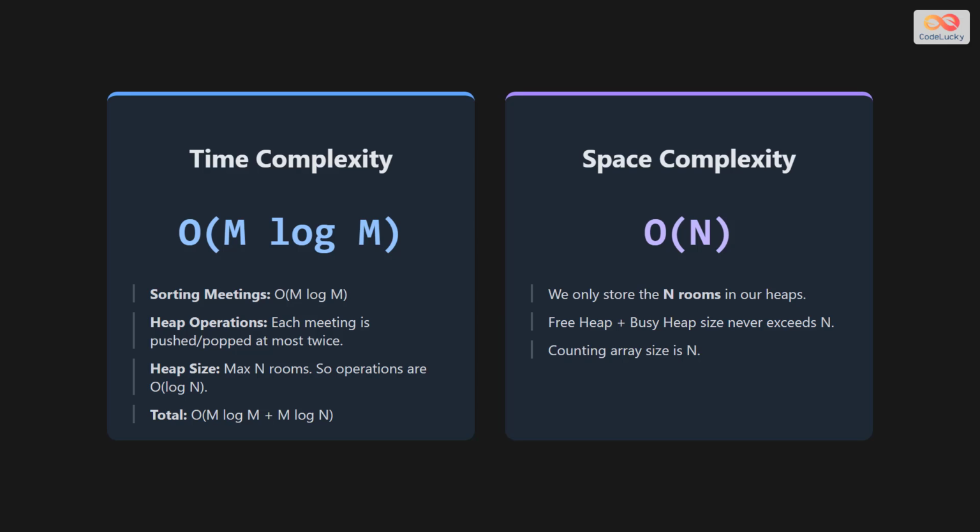Let's look at the efficiency. The time complexity is dominated by sorting the meetings, which takes m log m time. The heap operations take logarithmic time relative to the number of rooms. Since the number of rooms is usually smaller than the number of meetings, the overall complexity is very efficient. Space complexity is linear with respect to the number of rooms, as we store them in our heaps.